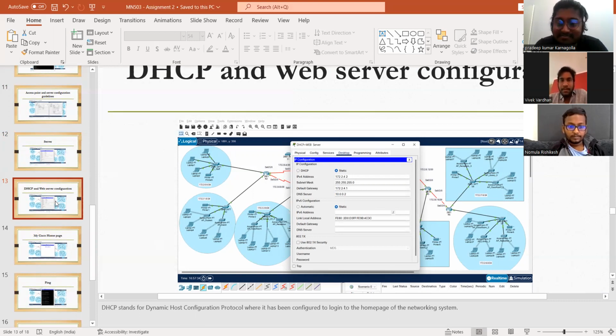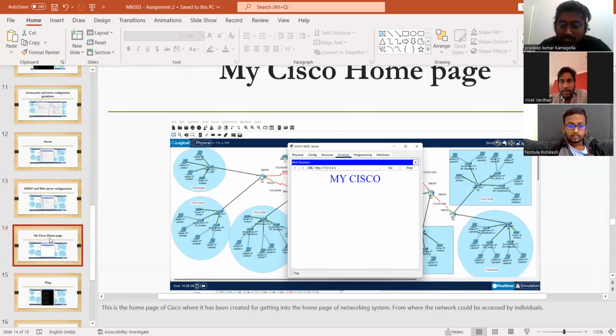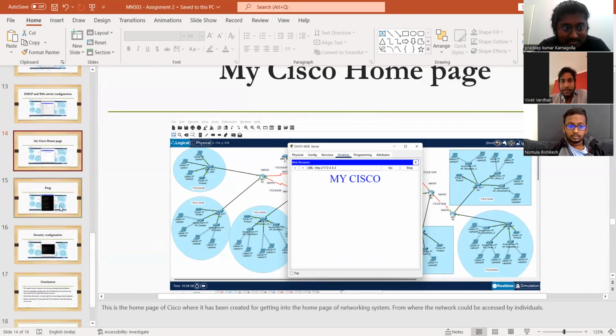DHCP and web configuration. DHCP stands for Dynamic Host Configuration Protocol, which has been configured to log in to the homepage of the networking system. Next slide. My Cisco homepage. This is the homepage of Cisco, which has been created for getting into the homepage of the networking system, from where the network could be accessed by individuals.